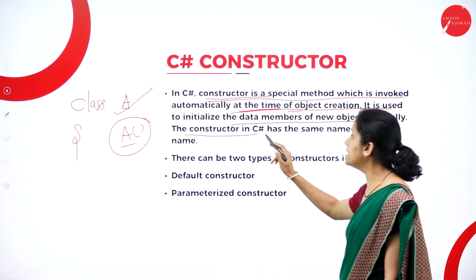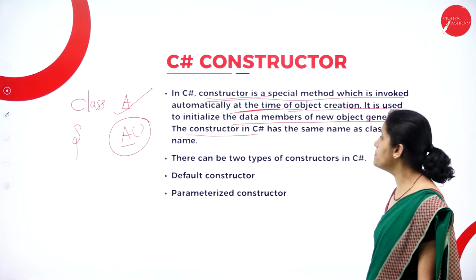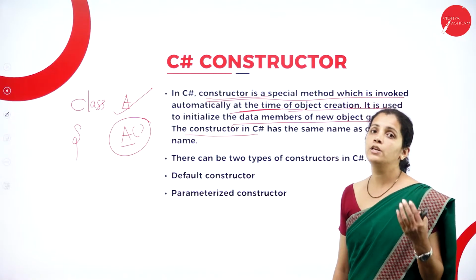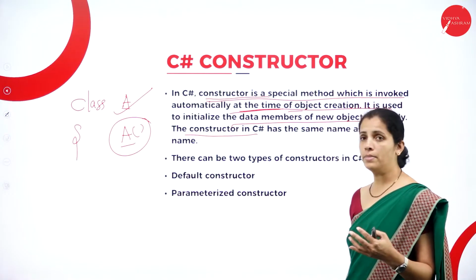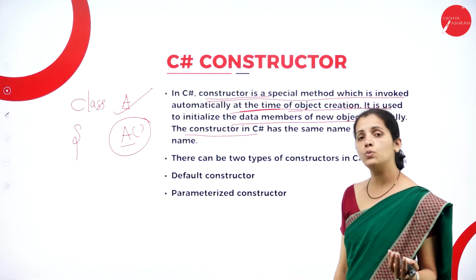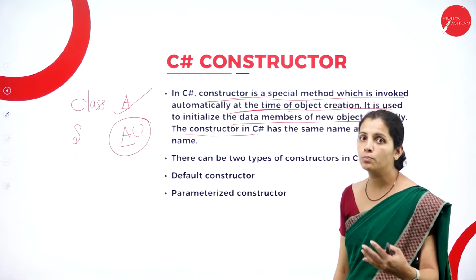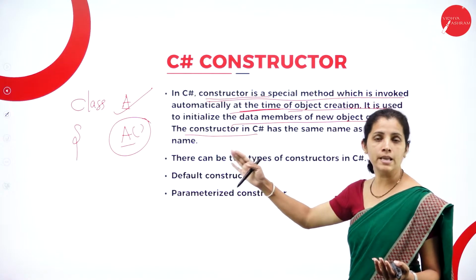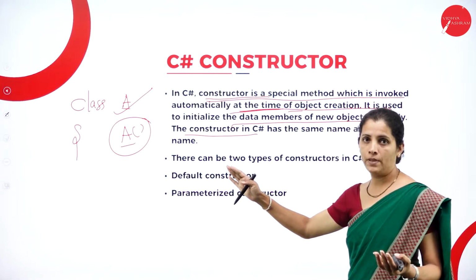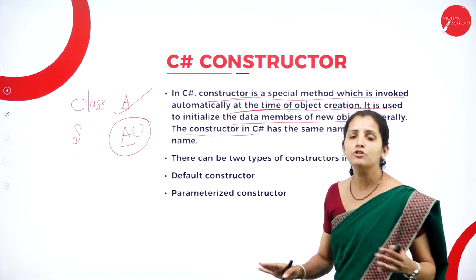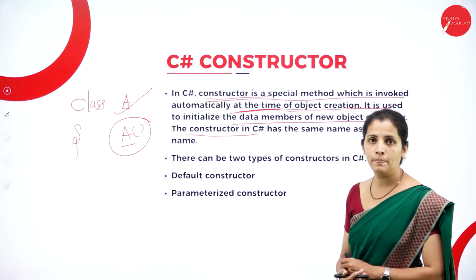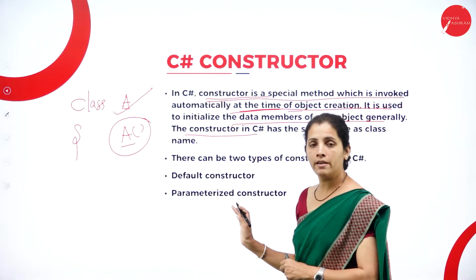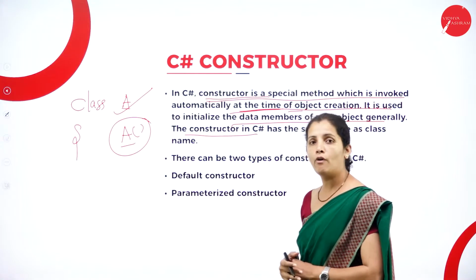The constructor in C# has the same name as the class name. What is the use of a constructor? It's mainly used to initialize the data members. And how am I going to initialize? While creating the object, I'm going to pass the value. And another point, the class name must be the same as the method name. And a constructor does not have any return type, not even void.